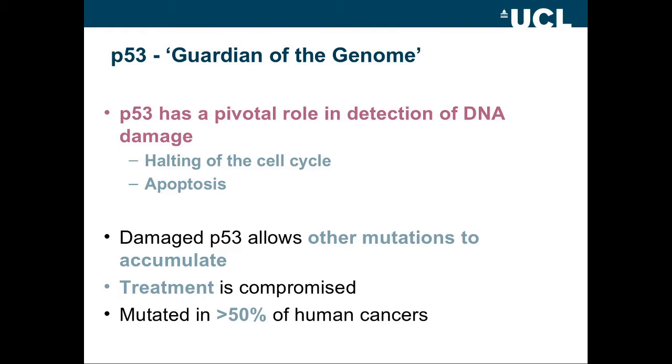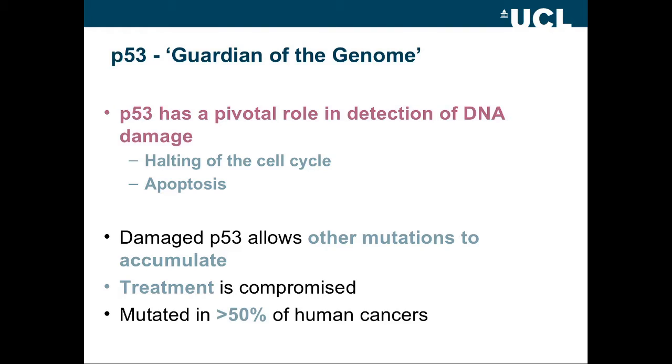So if your p53 is damaged, this allows other mutations to accumulate. And it's estimated that p53 is mutated in at least 50% of human cancers, and something in the p53 pathway is almost certainly mutated in all human cancers.